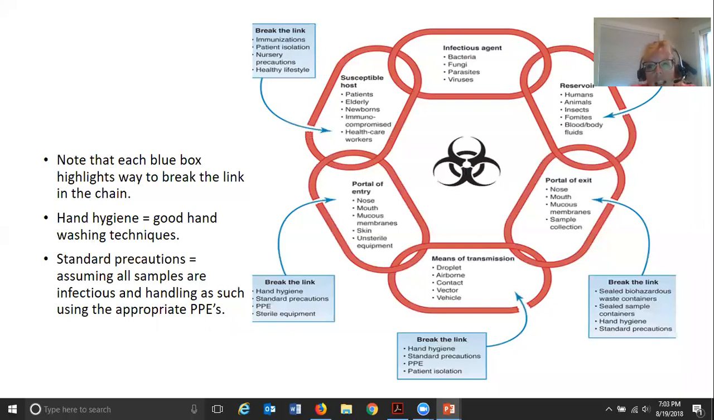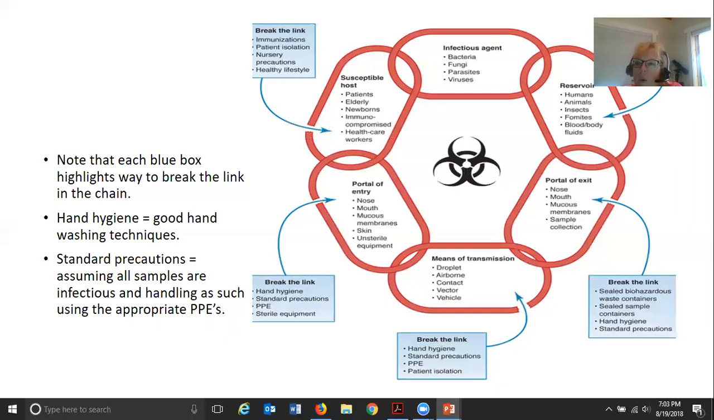Some may be contact. If someone has an infected wound and you touch that wound with a break in your skin, you may get infected that way. Some may be a vector. For instance, ticks are a vector for Lyme disease. And some may be a vehicle. So touching a surface that has been contaminated with a germ that causes diarrhea, and then your hands go to your mouth, you may also get diarrhea that way. So how do we break that again? Look, hand hygiene, standard precautions, protective equipment, possibly patient isolation.